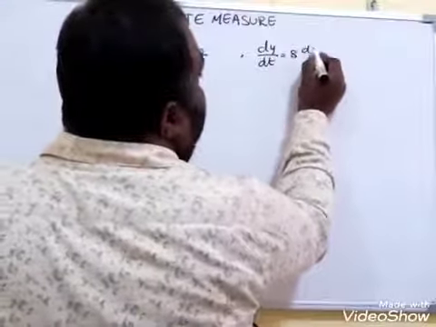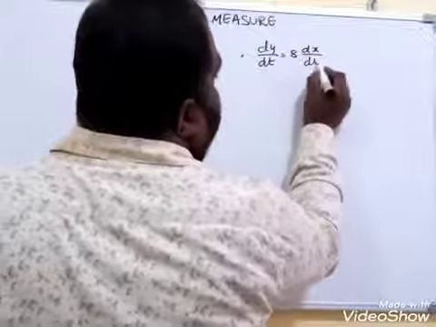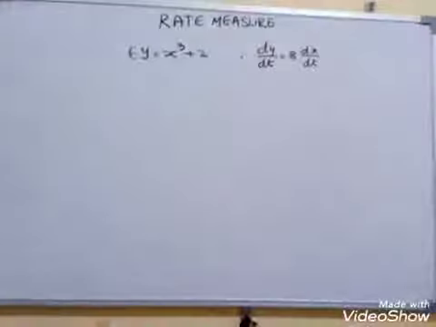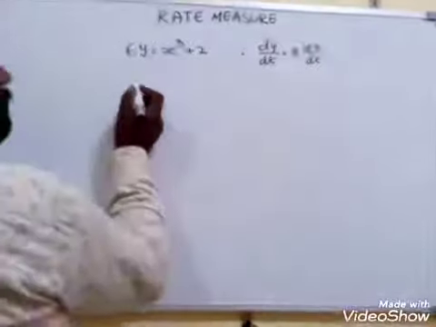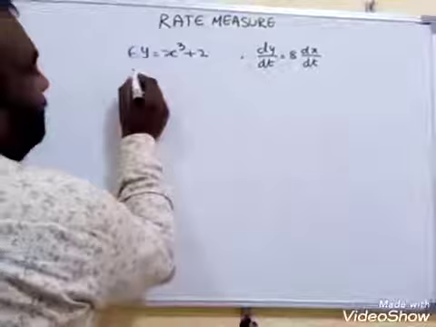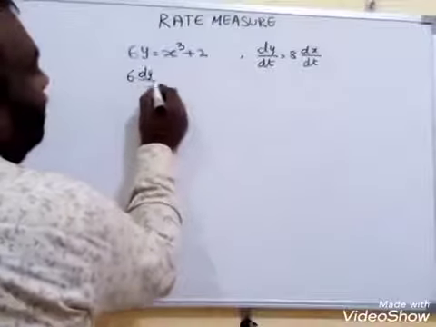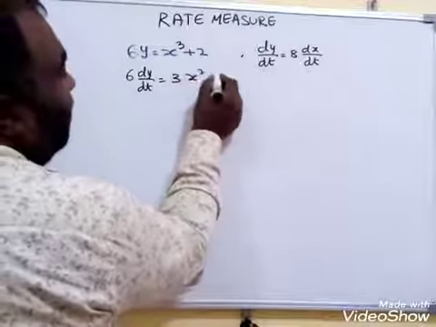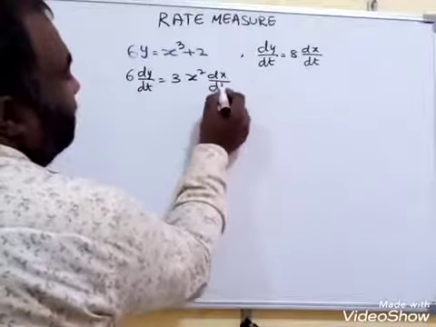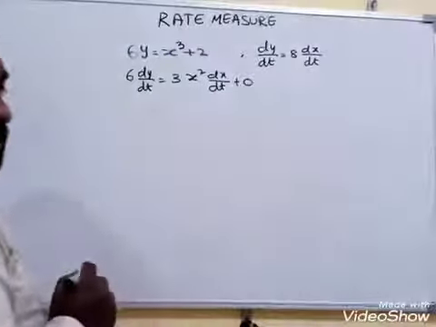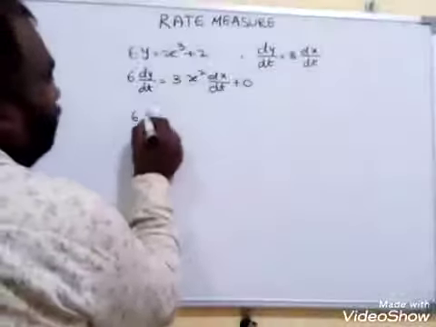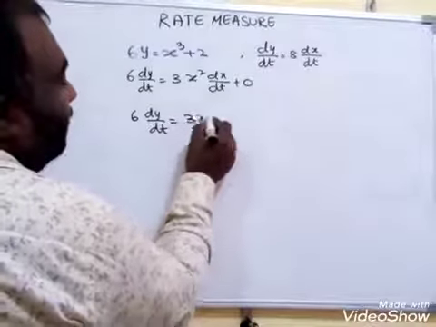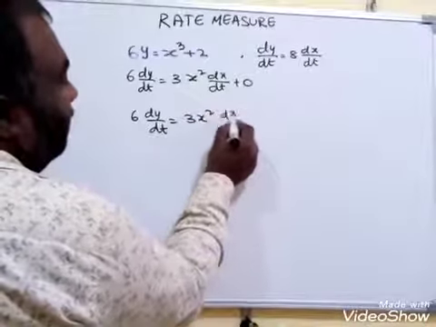Okay. This is the concept. You have to find the points. Now observe what we are solving. Differentiate this one. If you differentiate this, 6 into dy by dt is equal to 3 into x square into dx by dt plus 0. Then finally 6 into dy by dt is equal to 3x square into dx by dt.